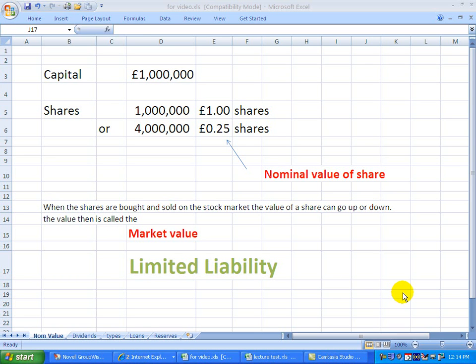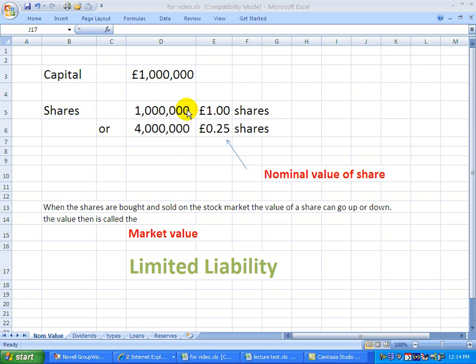Hello, this video is about some of the basics of company accounts. Now the first thing to note is the capital, which in a sole trader we just note as an amount of capital, in this example £1 million. In a company this would be divided up into individual shares. So we could have 1 million £1 shares. Each share is valued at £1 and there's a million of them.